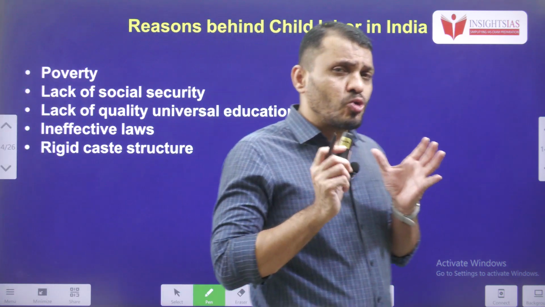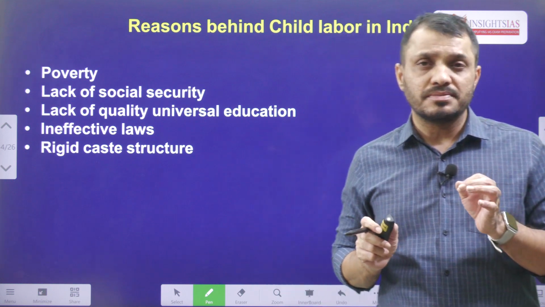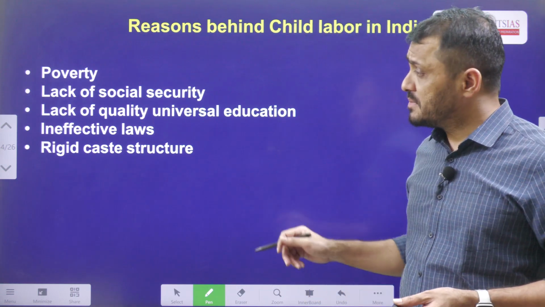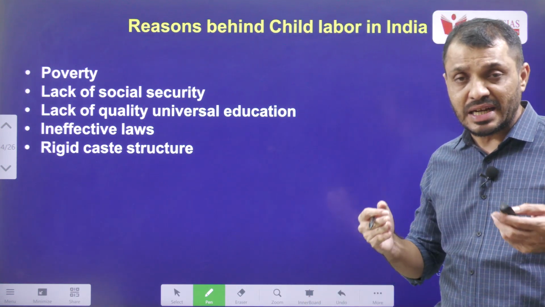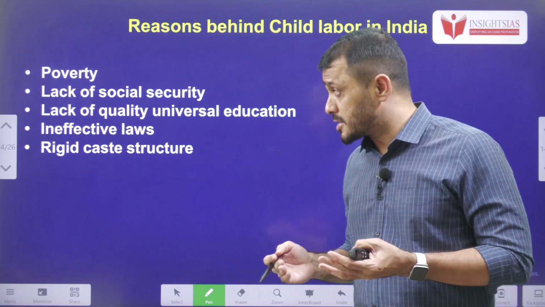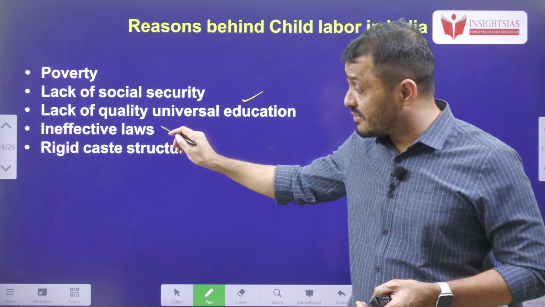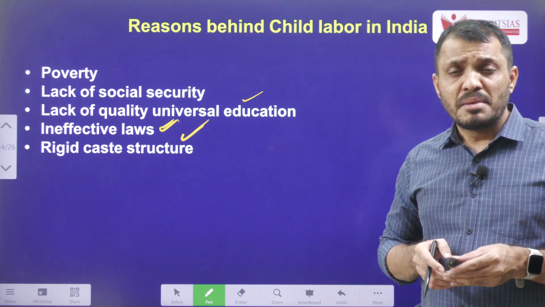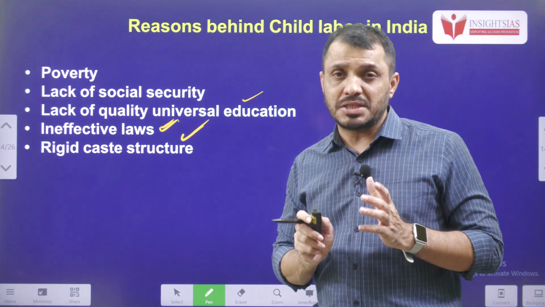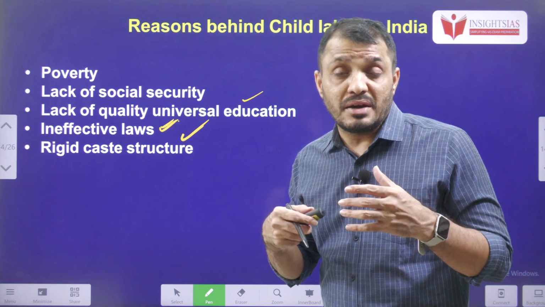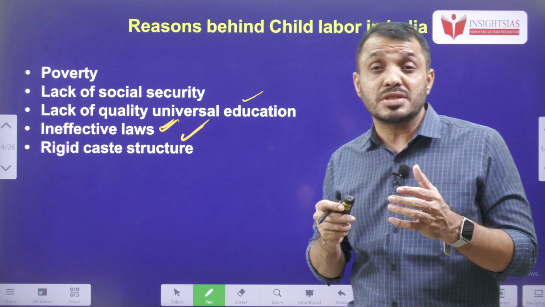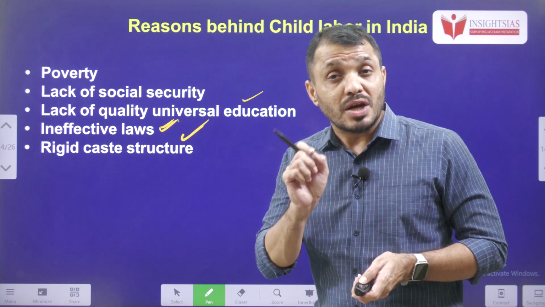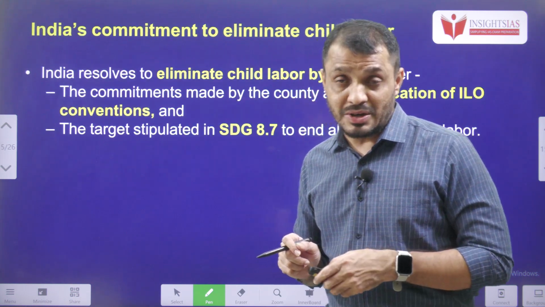Reasons behind child labor. Generally, the most significant reason is poverty. The second one is lack of awareness. These are the two main reasons. Poverty and lack of social security, of course, are very closely related. Lack of quality education and ineffective law implementation is also one part, and caste structure. But nowadays, compared to caste structure, it is mainly poverty, because even parents belonging to lower castes would like to send their children to quality education, permitting their economic status. So we have to target poverty. Poverty is the root cause of evil.